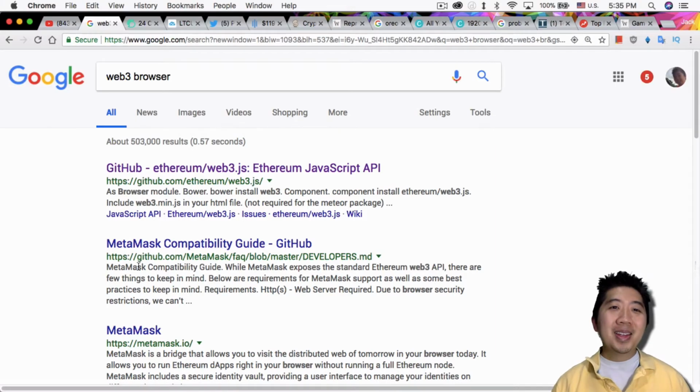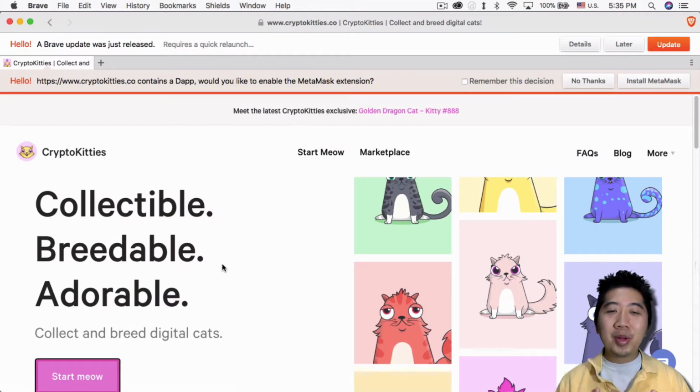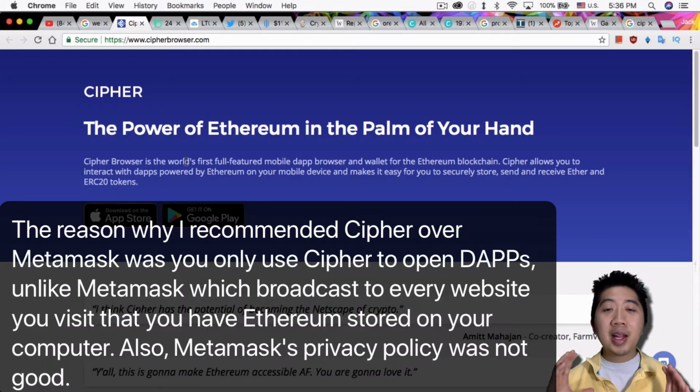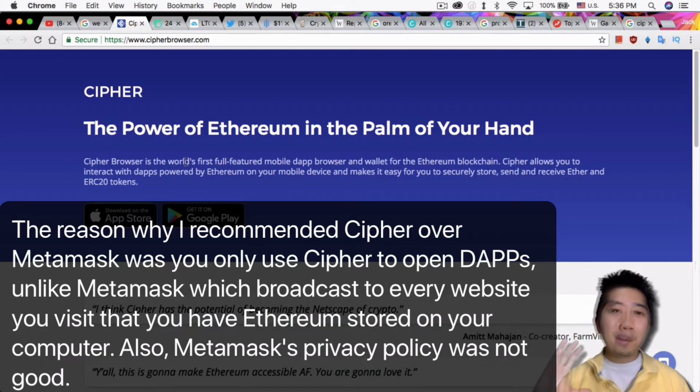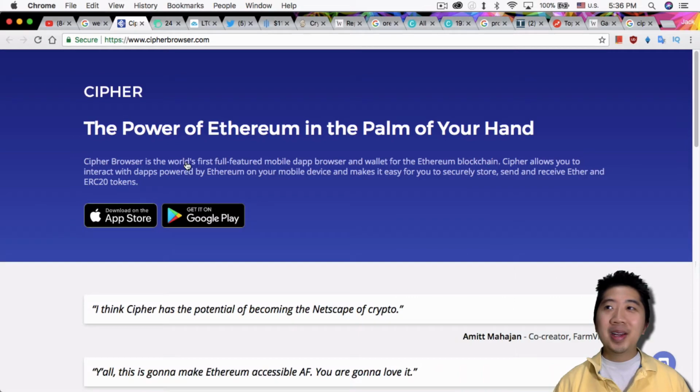But then, just in case, I was just checking Brave, and I went to CryptoKitties' website. It still requires you to install MetaMask inside Brave in order for it to work. So that's why Brave wasn't the one that I recommended. It was Cypher. Cypher is a browser that lets you open Ethereum dApps natively. So that was the correct answer.